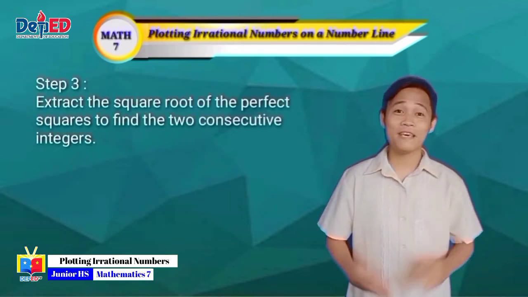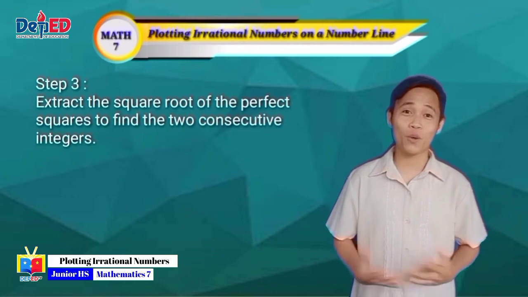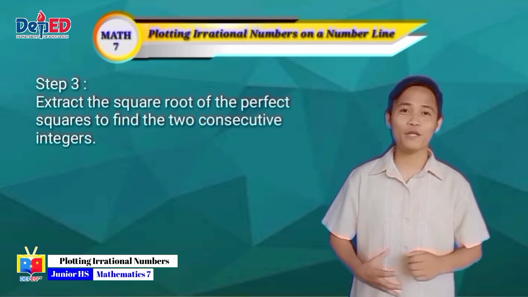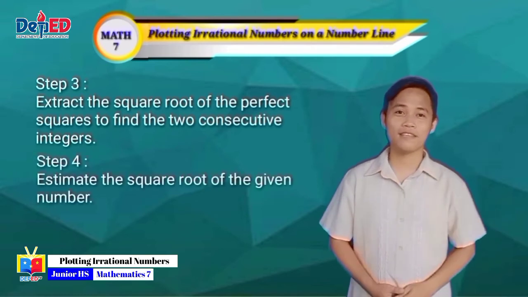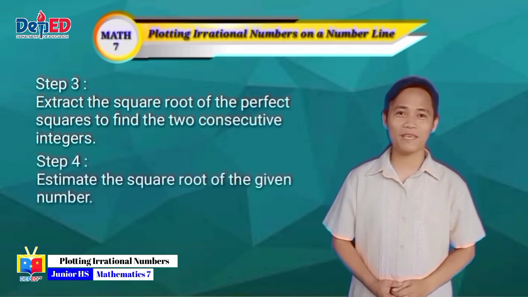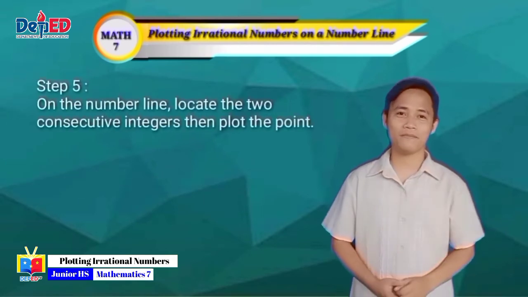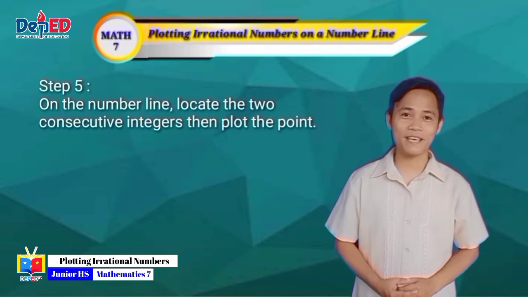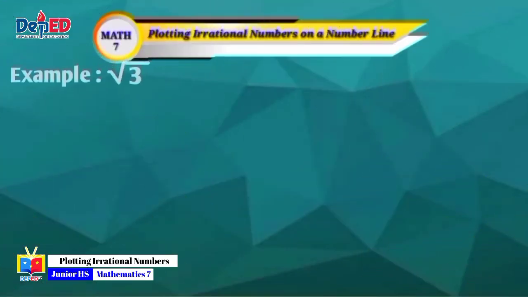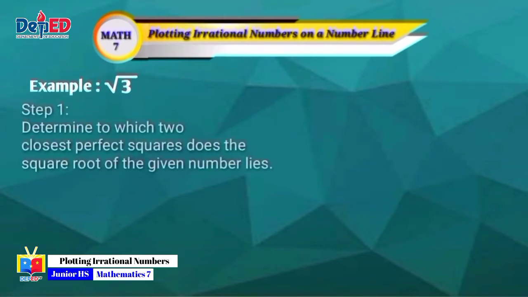Step 3. Extract the square roots of the two closest perfect squares to find the two consecutive integers. Step 4. Estimate the square root of the given number. And Step 5. On the number line, locate the two consecutive integers, then plot the point. Let us have this example. Plot square root of 3 on the number line.